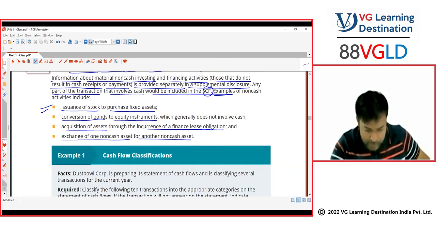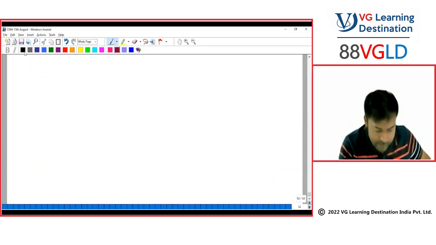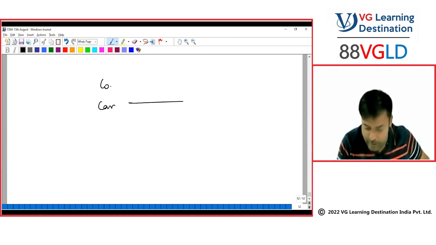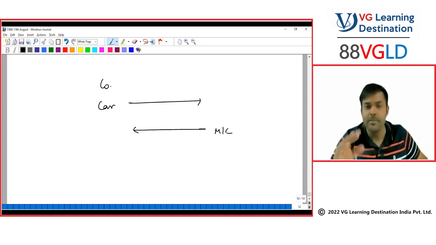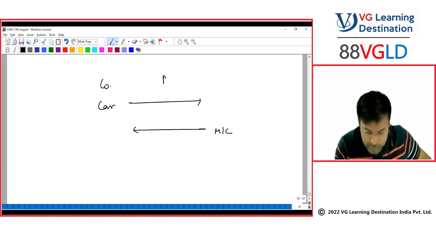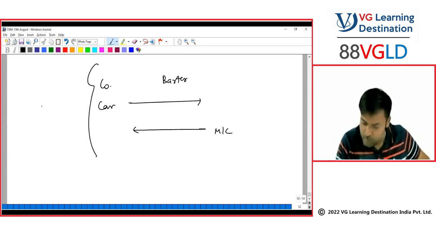So what does that mean? That means if the company is having a car, the company gives the car and takes the machinery. That means you're doing a barter. Is this going to come under anything? No, again, non-cash.